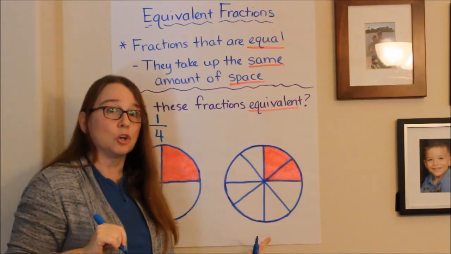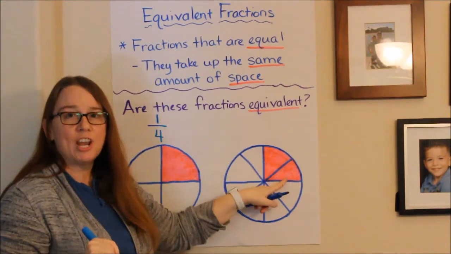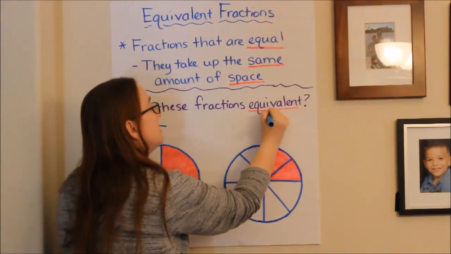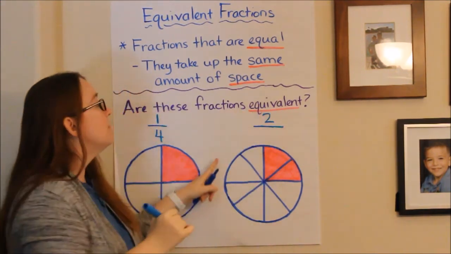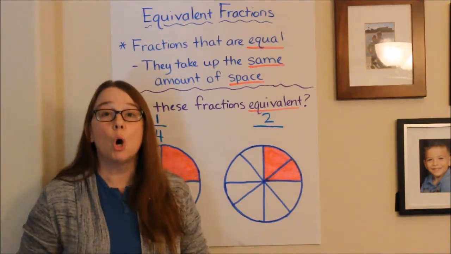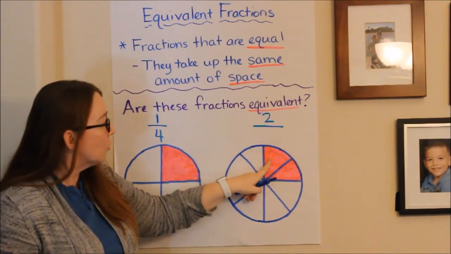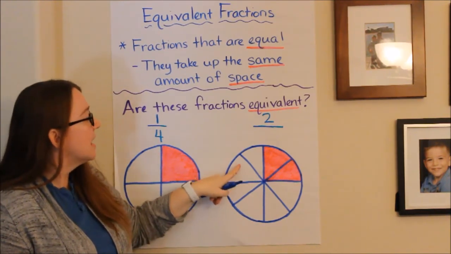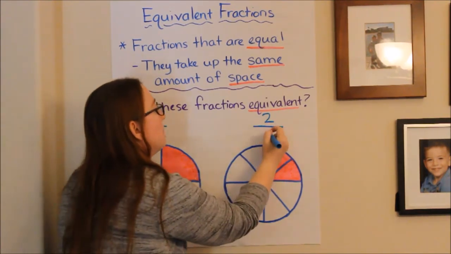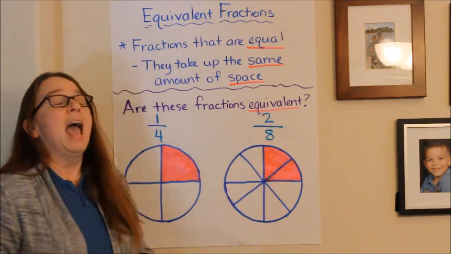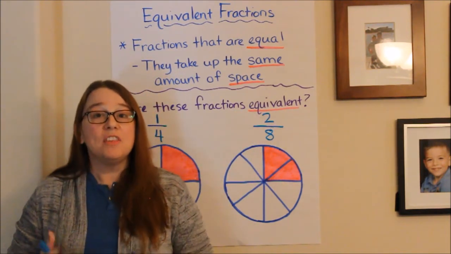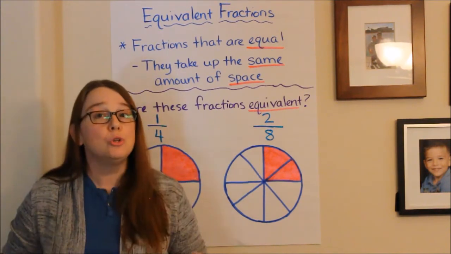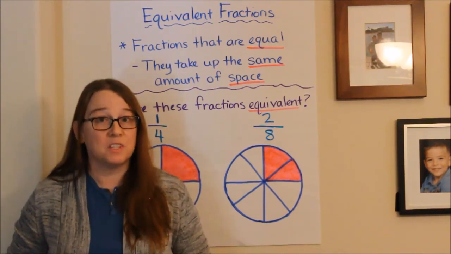In my second circle, how many pieces are shaded in? That's right, there are 2 pieces shaded in, and my denominator is going to be my total number of pieces. And there are 1, 2, 3, 4, 5, 6, 7, 8 pieces. Now I need to see, are these 2 fractions equivalent? Are they equal? Or do they take the same amount of space?